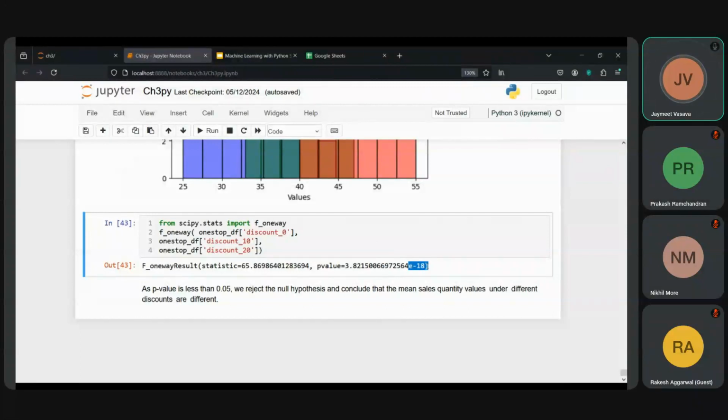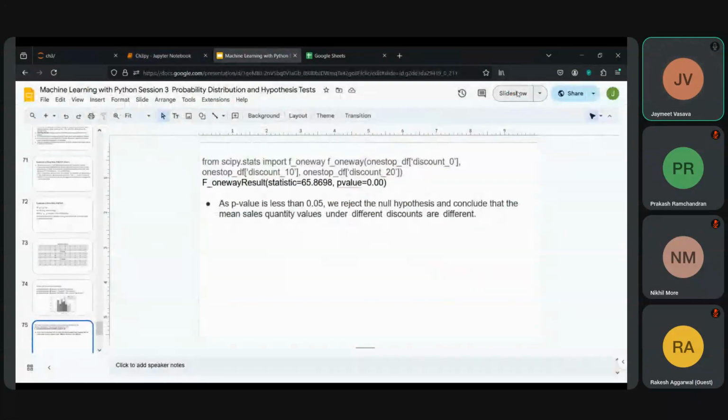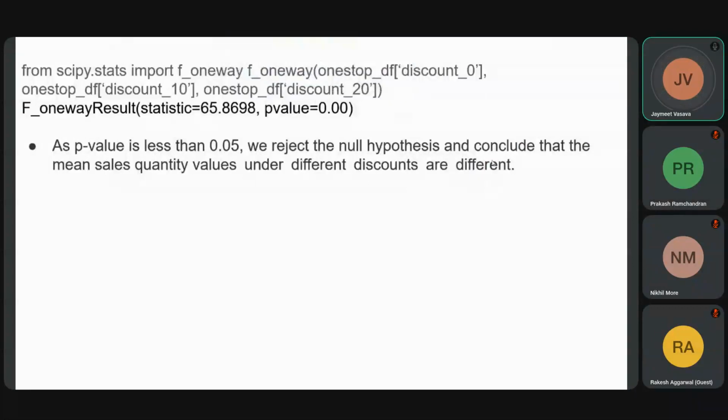But please always make sure that at the end of the digits there is an exponent, 10 raised to the power minus 18. So we can say that the probability value is equal to 0. As the probability value is less than 0.05, we reject the null hypothesis and conclude that the mean sales quantity values under different discounts are different.